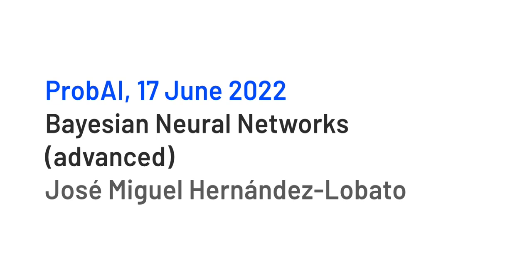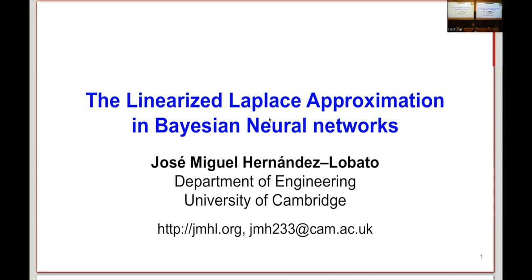In these 3 hours, we are going to see some of the very first methods that were proposed to obtain uncertainties with neural networks. They are based on this Laplace approximation. And we are going to see that actually they still work very well in practice, and they seem to be quite promising to obtain accurate uncertainties.